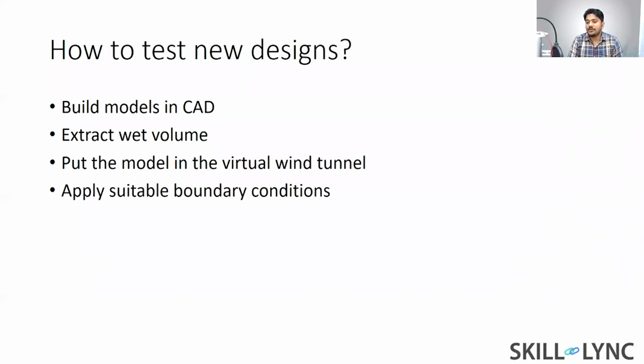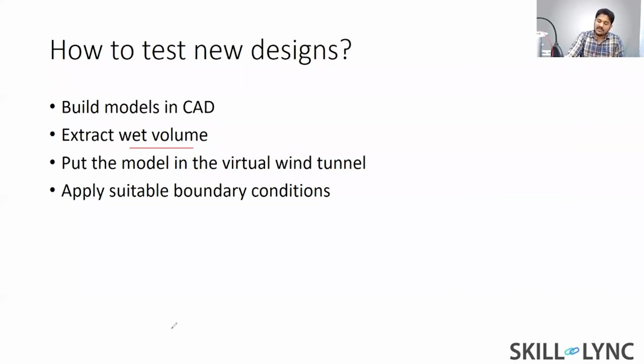So how to test new designs? You build your CAD models and you extract the wet volume. Now remember, what is the wet volume? Wet volume is the surfaces or parts that are touching the fluid. Anything that interacts with the fluid should be included. And then you need to retain the part separately in the CFD.